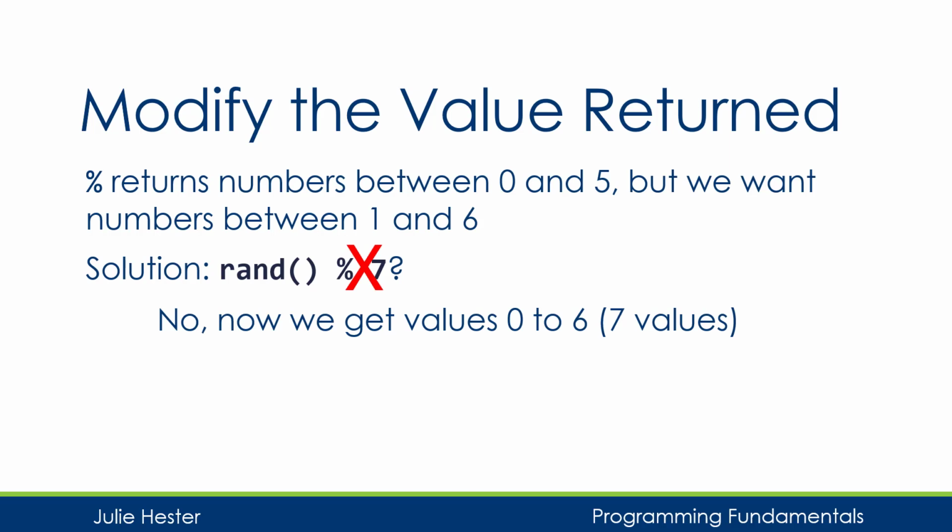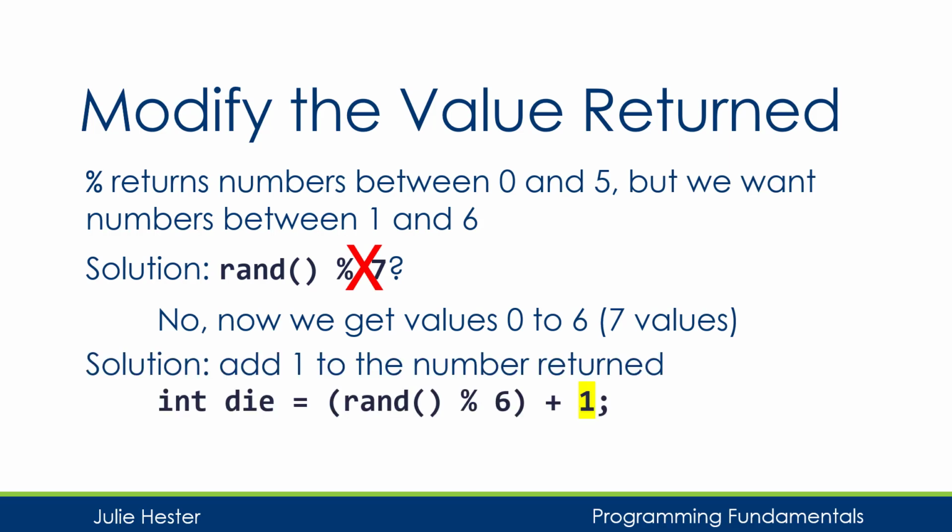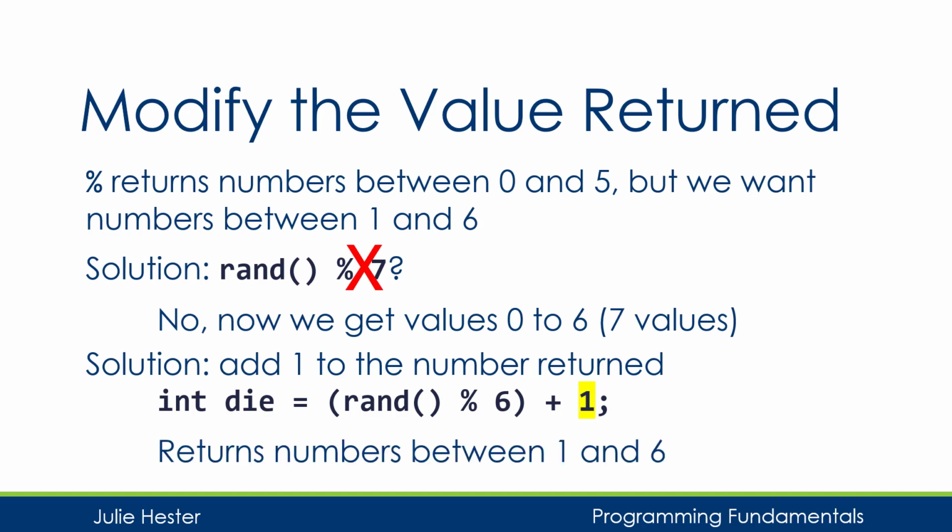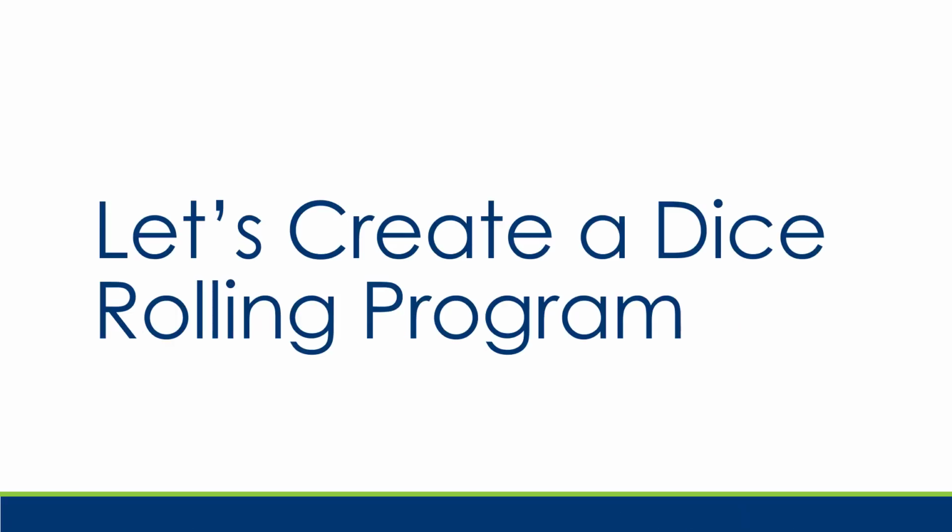So instead of changing the divisor in my modulus operation, I'm going to add 1 to the number returned. Now if I say rand mod 6, I'll get values 0 to 5. Then I'm going to add 1 to the value, and now I have values 1 to 6. So now let's see an example of this by creating a program that simulates rolling 2 dice.